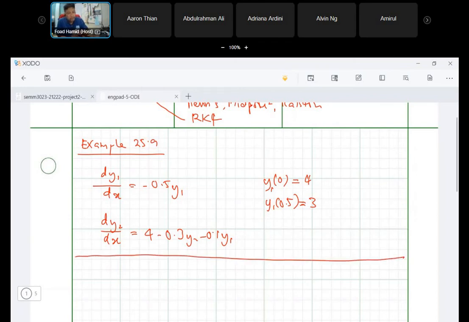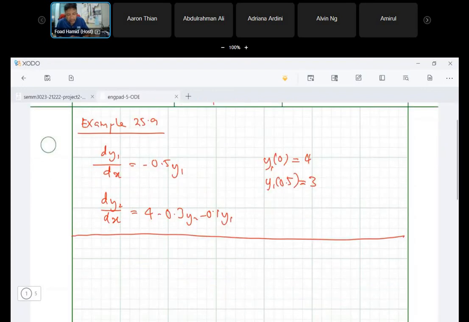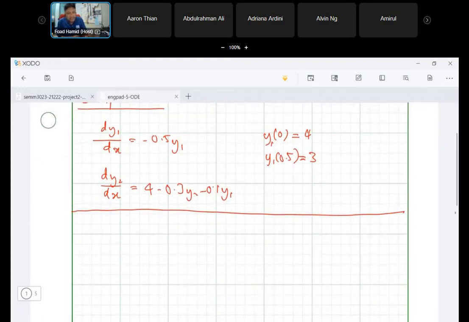We can easily solve the first equation if we know only this, right? Because for the first equation, we do not have to know what y2 is. But in order to solve for y2, we have to solve this simultaneously. So from the first equation, we know y1. So let's do this using Euler's method, a simple one.